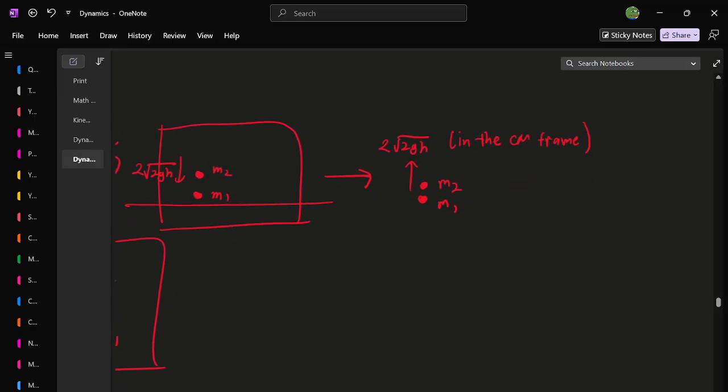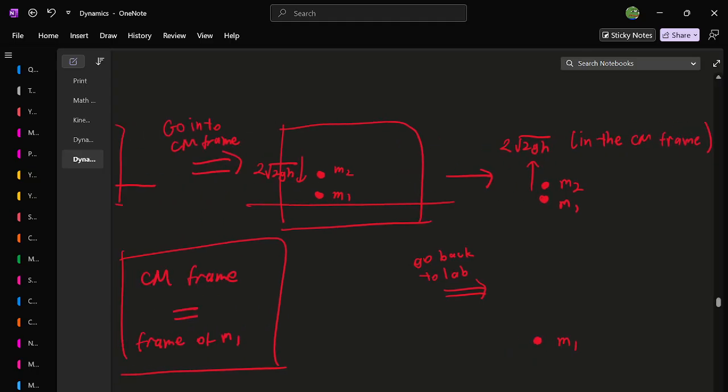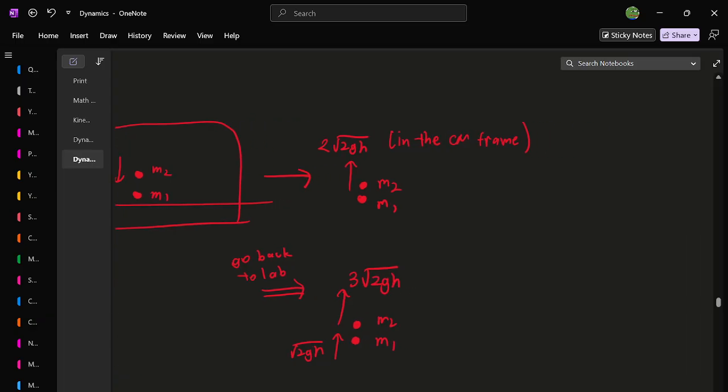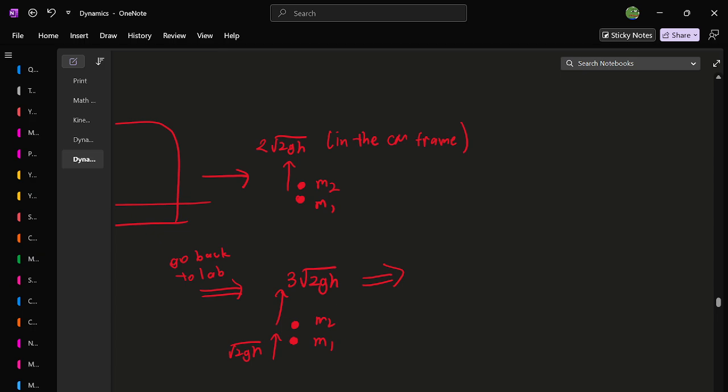Then with this, after this, remember to go back to the lab frame. And when you go back to the lab frame, this is just going back to M1's frame also. So when you go back to M1's frame, you add a speed of square root 2gh upwards. And this will become 3 square root 2gh. And this will imply that the maximum height will be (3 square root 2gh) squared over 2g, which is 9h. Yep.